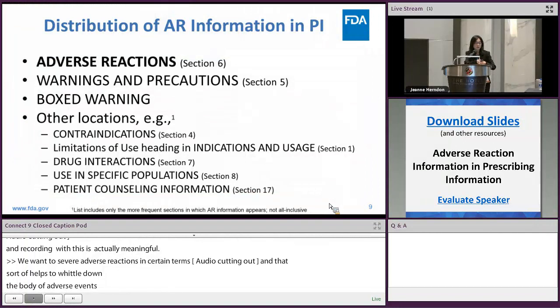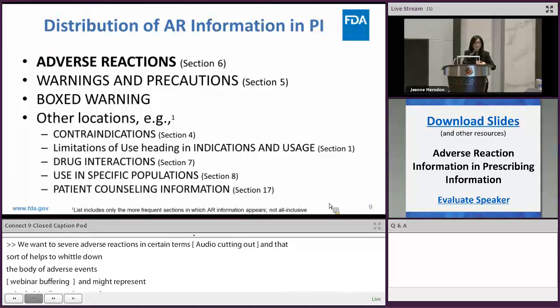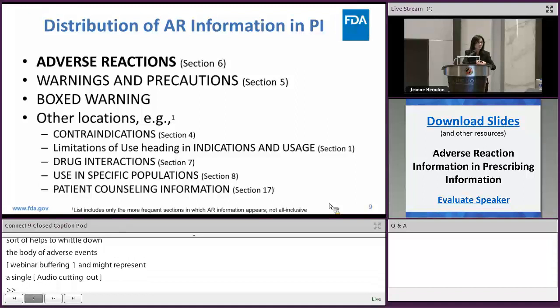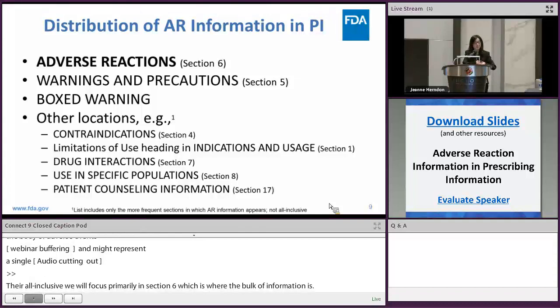Okay, so now that we've defined what an adverse reaction is, where is this information included in the labeling? It could really be included anywhere throughout the labeling, maybe with the exception of some product quality sections. Here is just a listing. This is not all-inclusive. We're going to focus primarily on Section 6, the title of which is Adverse Reactions. That's where the bulk of information is. And so I'm going to focus on the content and format requirements and recommendations for Section 6, Adverse Reactions. But again, it can be found throughout the labeling in various other sections as well.